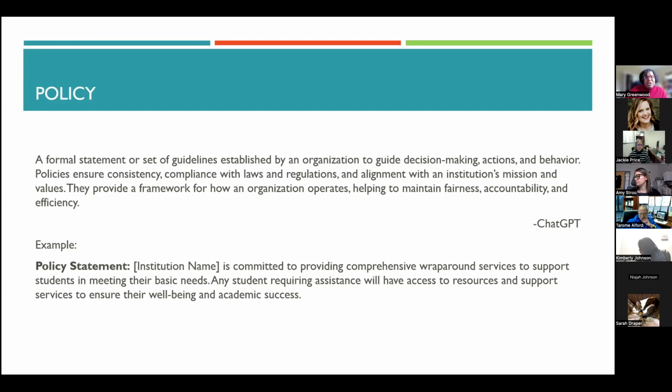Okay. And so here's an example of a policy statement that you could adopt, or maybe just keep in the back of your mind as you're thinking about your own policy statement, jumping into the creation of an SOP. Or maybe you already have one and it may not have a policy statement, you could add it to it. So, institution, just insert your institution's name, is committed to providing comprehensive wraparound services to support students in meeting their basic needs. Any student requiring assistance will have access to resources and support services to ensure their well-being and academic success. So again, a fancy statement that just shows what your organization's stance is on this particular practice.